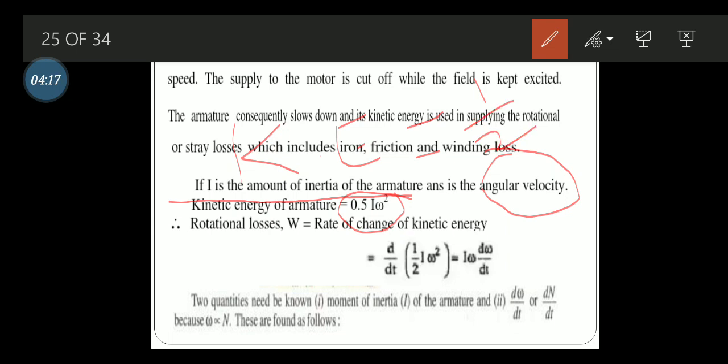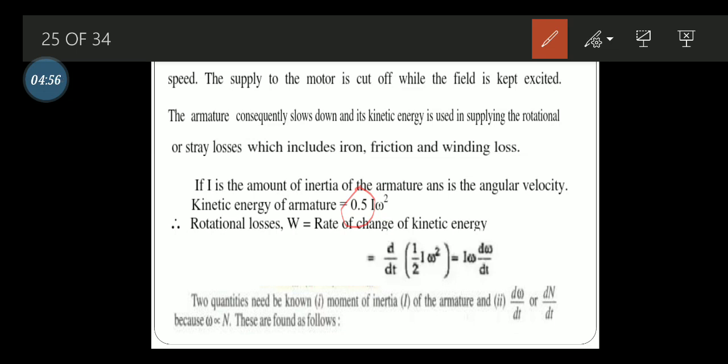This is half m v square, isn't it? You can represent the kinetic energy of any rotating body like this: 0.5 I omega square, where I represents the inertia stored in the armature, and omega represents the angular velocity. So finally we can represent the kinetic energy of the armature as half I omega square.